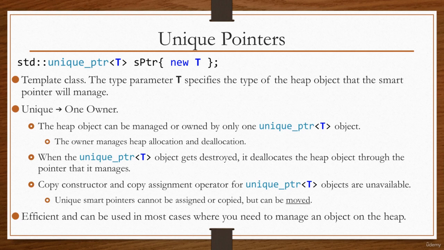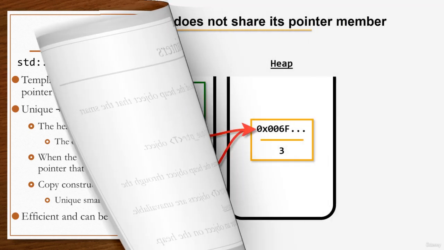So in the unique pointer case, when the object is destroyed, it is going to deallocate the heap object through the pointer that it manages. Since the ownership is unique, the copy constructor and copy assignment operator for the unique pointer object are going to be unavailable. In other words, unique smart pointers cannot be assigned or copied, but they can be moved, and I'll talk about that a bit later. Unique smart pointers are efficient and can be used in most cases where you need to manage a heap object. That is, instead of using a raw pointer.